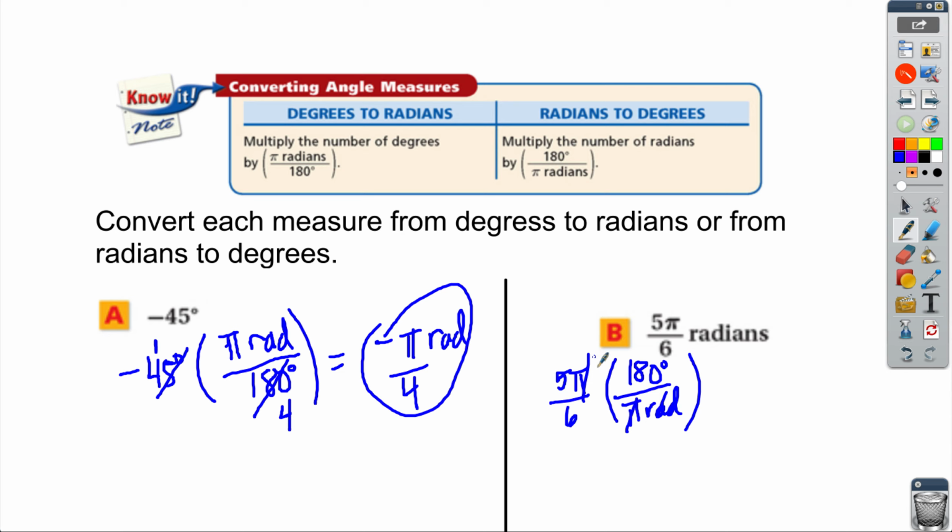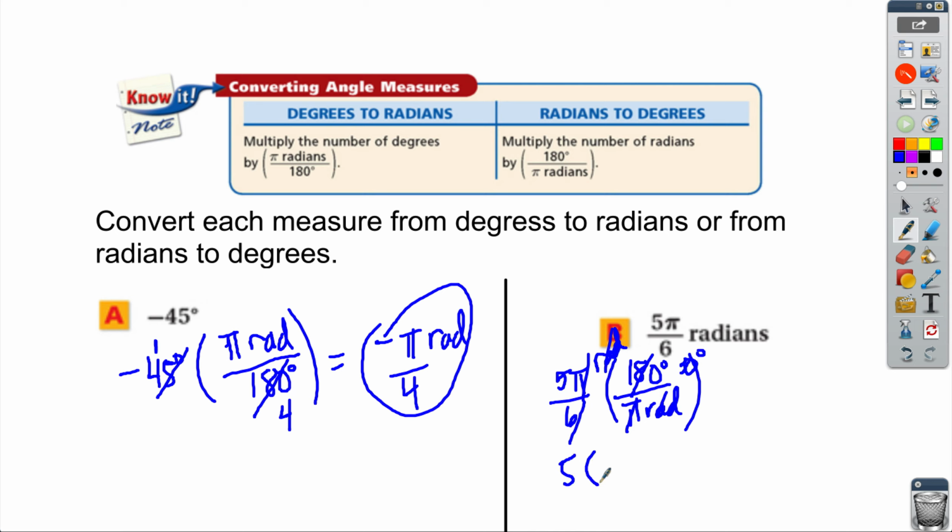Pi radians. We forgot to put radians. That's eliminated, thus your unit is now in degrees. So 180, you can simplify further, whichever way you prefer, but 180 degrees is divisible by 6. So this will leave me with 30 degrees.